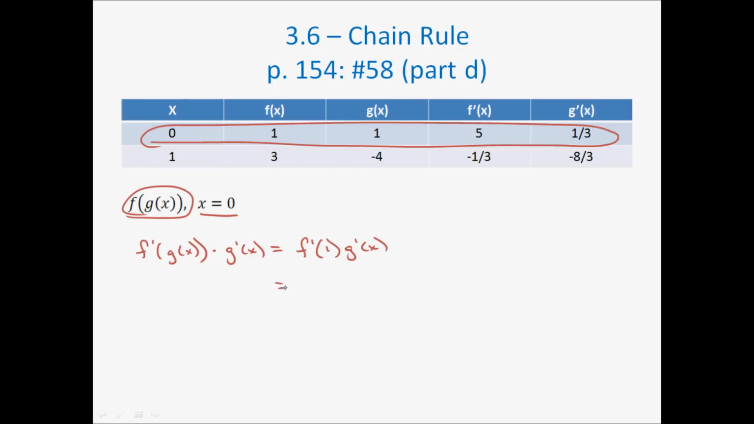Now let's see what we can simplify. f prime of 1. Now, notice the x value is 1, right? So f prime of 1 is negative 1/3. So this part's taken care of. Then we've got to multiply by g prime of x. But here we're going back to 0. So g prime of 0 is, sorry, wrong row, 1/3. Negative 1/3 times 1/3 is negative 1/9.